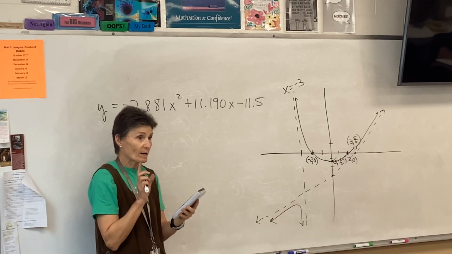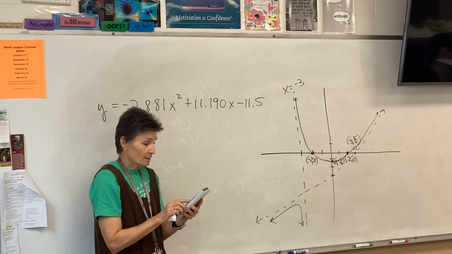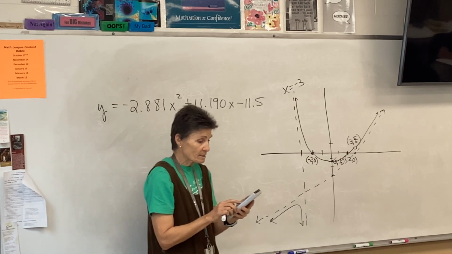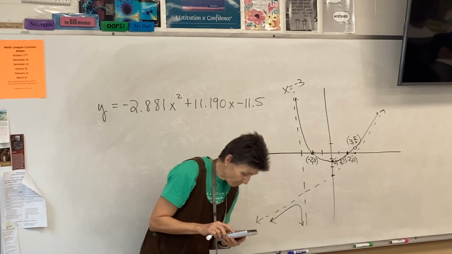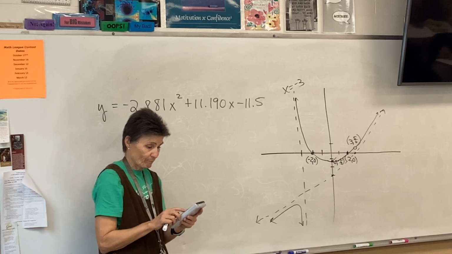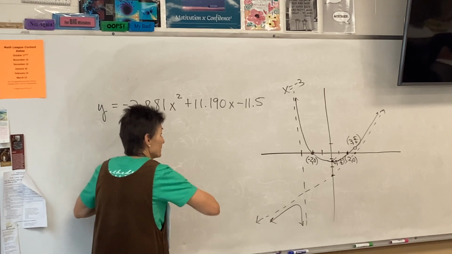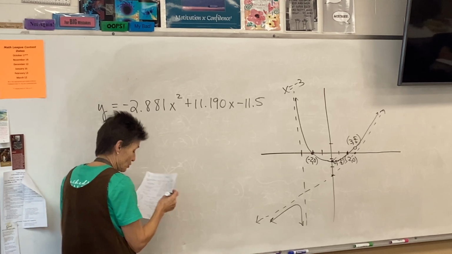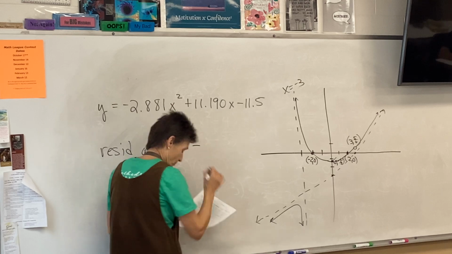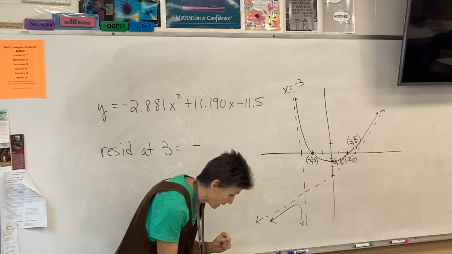Well, if you have your regression column set up in your stat edit, you just have to see which of those residuals corresponds with 3. You could also calculate it by hand, but your calculator does tell you what the residual at 3 is. Negative point, I got 0.1429.